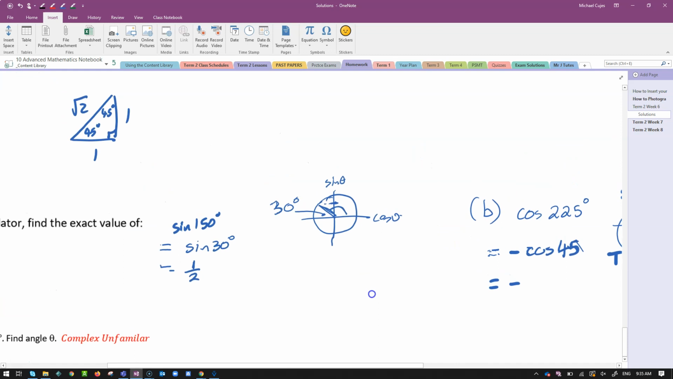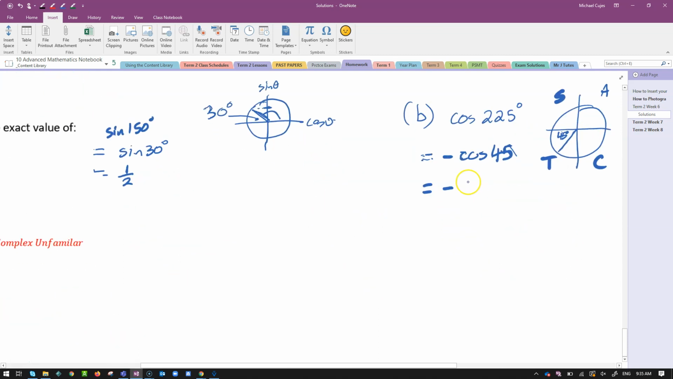Cosine of 45, best friend's little buddy, it's going to tell me 1 over root 2. Okay, quick question. Who left their answer as negative 1 on root 2? Come on, now, did you leave it there? Oh, did I see a hand in the air? You're losing your final mark.